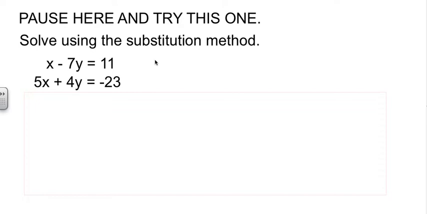I ask you to pause here and try to solve this one out using your substitution method, and hopefully it jumps right out at you which equation to start from. So pause here, give it a shot, see what happens.